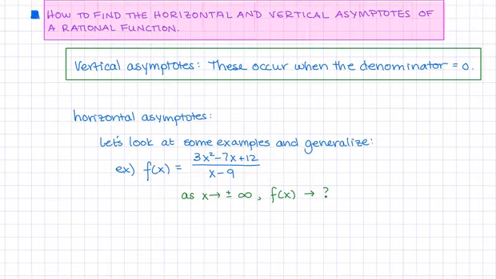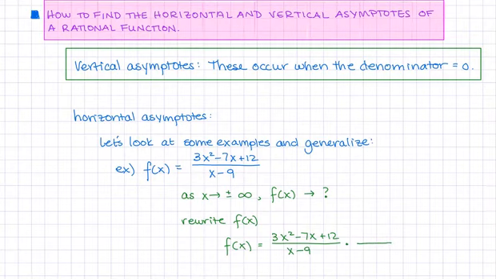If we can find that, that'll be our horizontal asymptote. And a way we can do that is we rewrite f of x. And here's how we're going to rewrite it. First, I'm just going to write it. I'm not going to change it. We have (3x squared minus 7x plus 12) over (x minus 9). And I'm going to multiply by a form of 1. And that form of 1 in this case is (1 over x squared) over (1 over x squared).